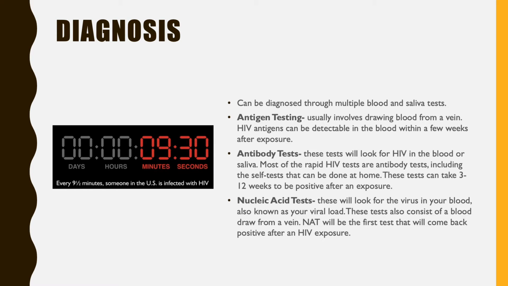HIV can be diagnosed through multiple blood and saliva tests. The first test being antigen testing. This usually involves drawing blood from a vein. HIV antigens can be detectable in the blood within a few weeks after your initial exposure. Next, we have the antibody tests, and these tests will look for HIV in the blood or in the saliva. Most of the rapid HIV tests are antibody tests, which include the self-tests that can be done at home. These tests can take 3 to 12 weeks to be positive after an exposure.